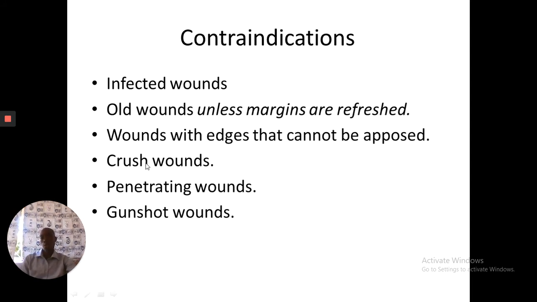Crush wounds are also not sutured, because the degree of damage to these tissues is bigger than we can imagine. And then penetrating wounds, you also do not suture these, because the depth of the wound ideally is larger than the width of the wound, and you cannot really reach the depth of that wound. So you'll suture the top, but in there you've left a pocket, and tissue fluid is going to collect in there, attract infections, and you end up with an abscess. Same with gunshot wounds, you cannot suture them. Also, bites, you do not suture.